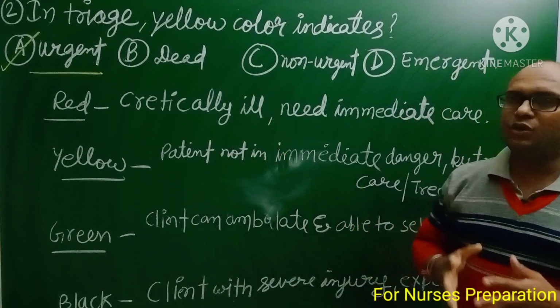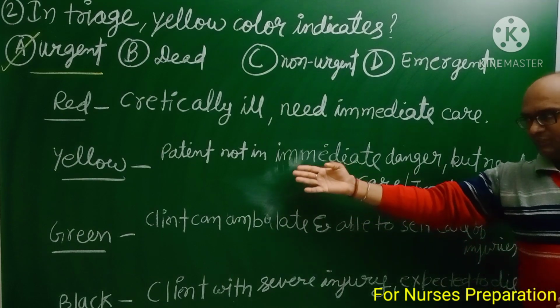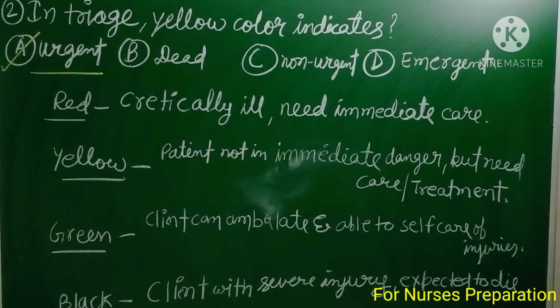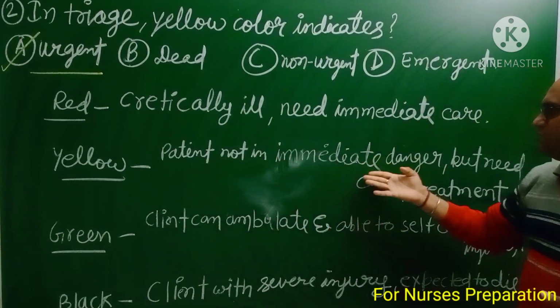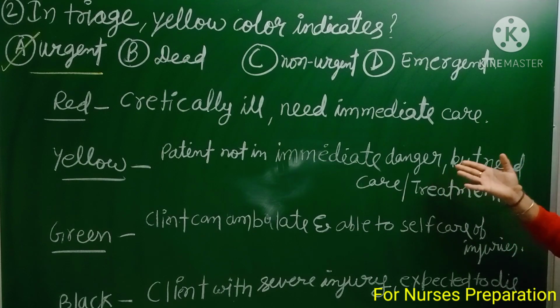Second is yellow color code. In this category, patients come who are not in immediate danger. They need care and treatment but not immediately. In yellow color triage, we put patients not in immediate danger but who need care or treatment. We can delay treatment for some time for the patients who come under this category.